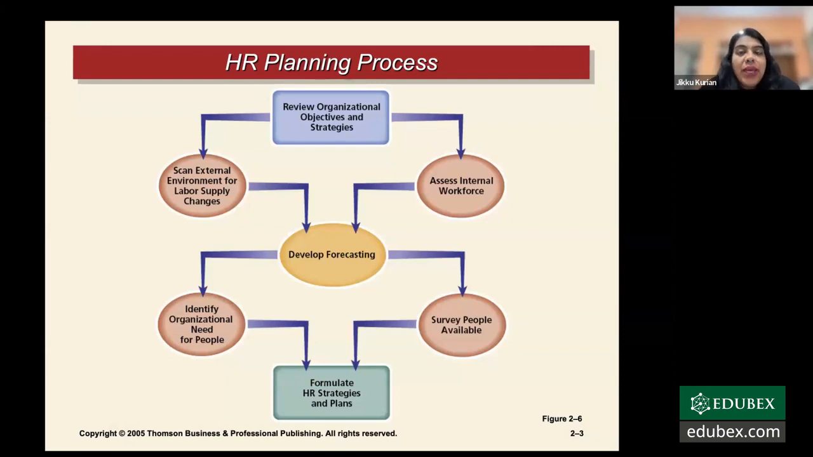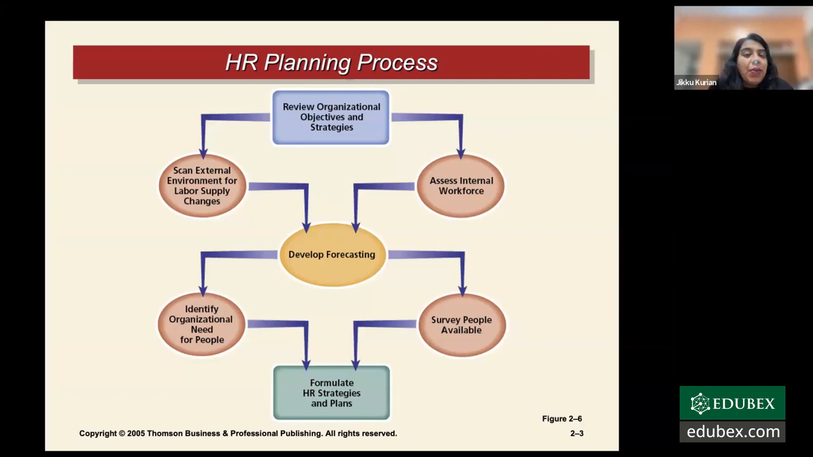First is reviewing the organizational objectives and strategies. Different business organizations will have different kinds of objectives. Some will be focused on profit making, profit maximization. Others will be focused on providing the best quality products to the customers. Some other organizations will focus on contributing towards the betterment of society. Different organizations will have different objectives, and based on their ultimate objectives, their strategies will be formulated.